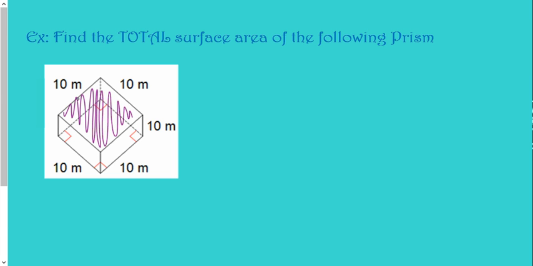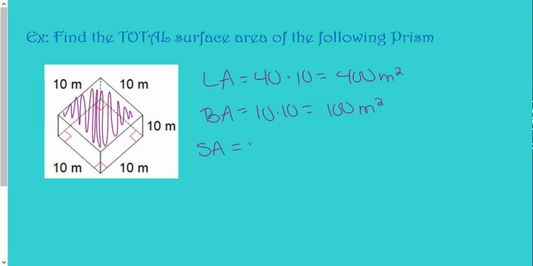Well, the perimeter is 10, 20, 30, 40. So the lateral area is equal to 40 times the height, which is how far from base to base, which is 10. So that is 400 meters squared. And then my base area is just the area of the square right here, which is 10 times 10, which is 100 meters squared. So my total surface area is equal to 400 meters squared plus 100 for one of my bases, and now I add another 100 for my second base. And that gives me 600 meters squared.